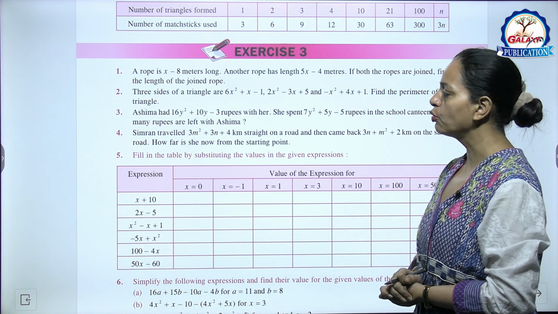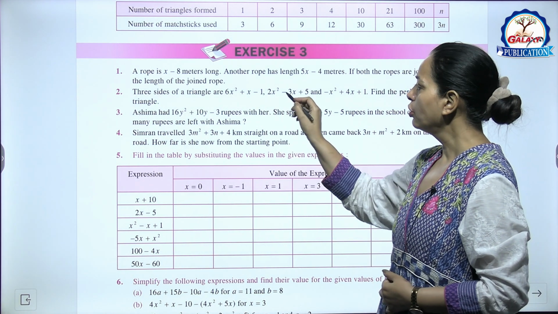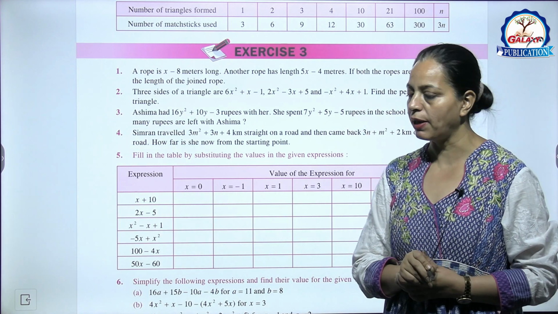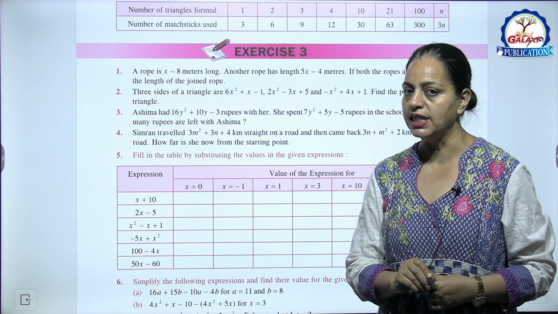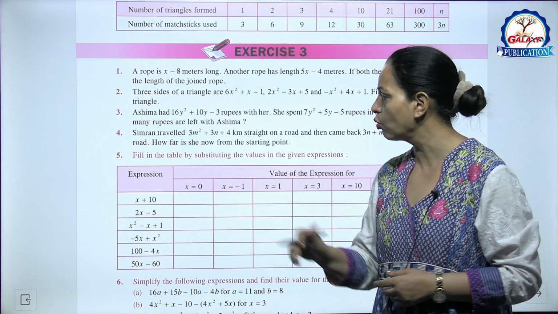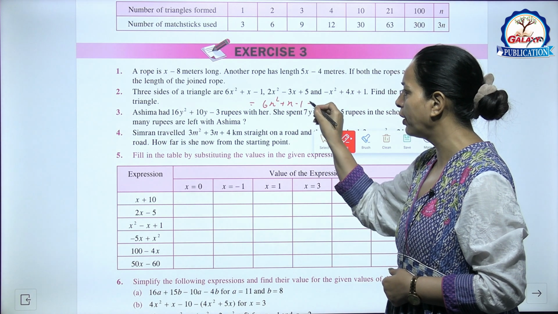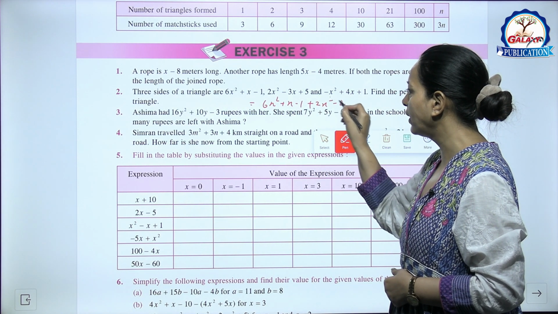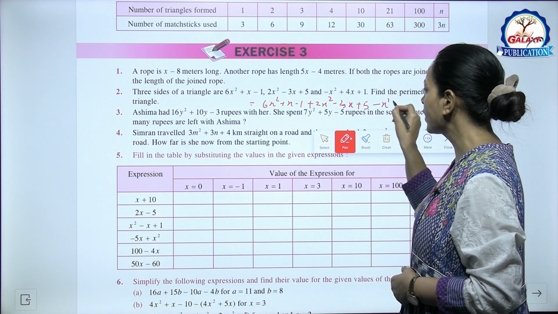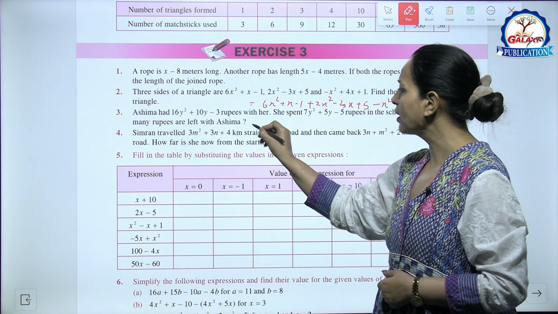See here question number 2, 3 sides of a triangle are 6x square plus x minus 1, 2x square minus 3x plus 5 and minus x square plus 4x plus 1. Find the perimeter. Perimeter means sum of all the sides. तो हम इन तीनों expressions को add कर देंगे. So 6x square plus x minus 1 plus 2x square minus 3x plus 5 minus x square plus 4x plus 1. Now combine the like terms.